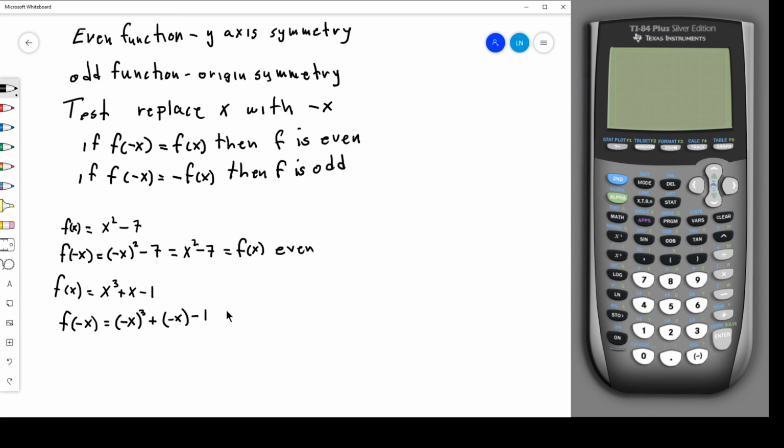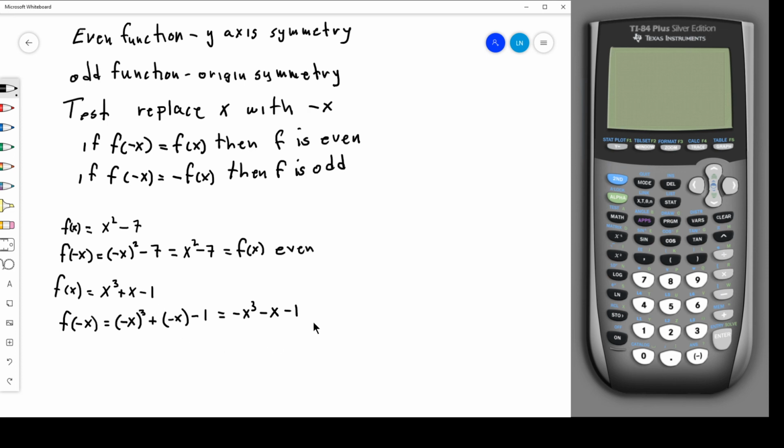All right, that's fine. I'm just noticing what's happening here. All right, so x to the third. Remember, when you raise a negative value to an odd power, it stays negative, right? So that is going to be negative x to the third plus a negative x is just minus x minus 1. Okay. All right, so I have to look now. Is this the same as this? No, it's not. So this function is not even.